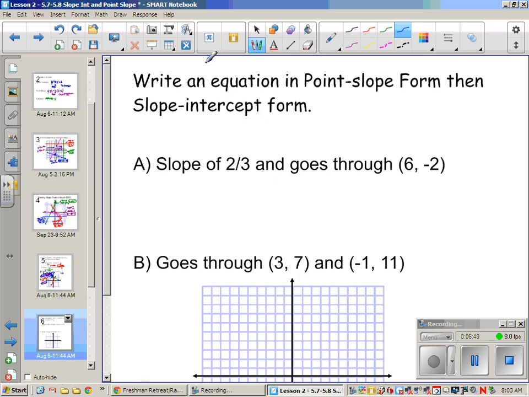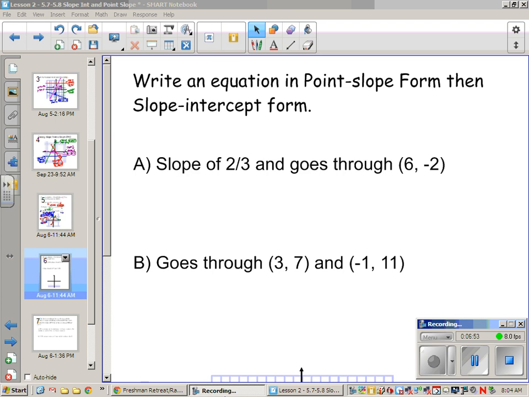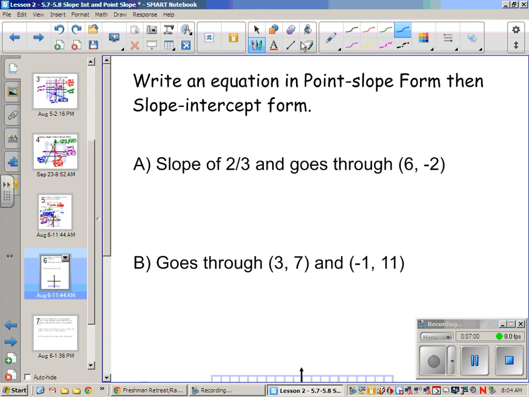Right, so now we're going to practice writing them in point slope form, then slope intercept. For the sake of time, we're going to skip graphing these, so just ignore the graph paper on your notes. We're just going to write them in point slope form and then convert them to slope intercept form. So the first one, point slope is y minus y1 equals m times x minus x1. So I'm going to label my point as x1, y1, and I know this is my slope, m.